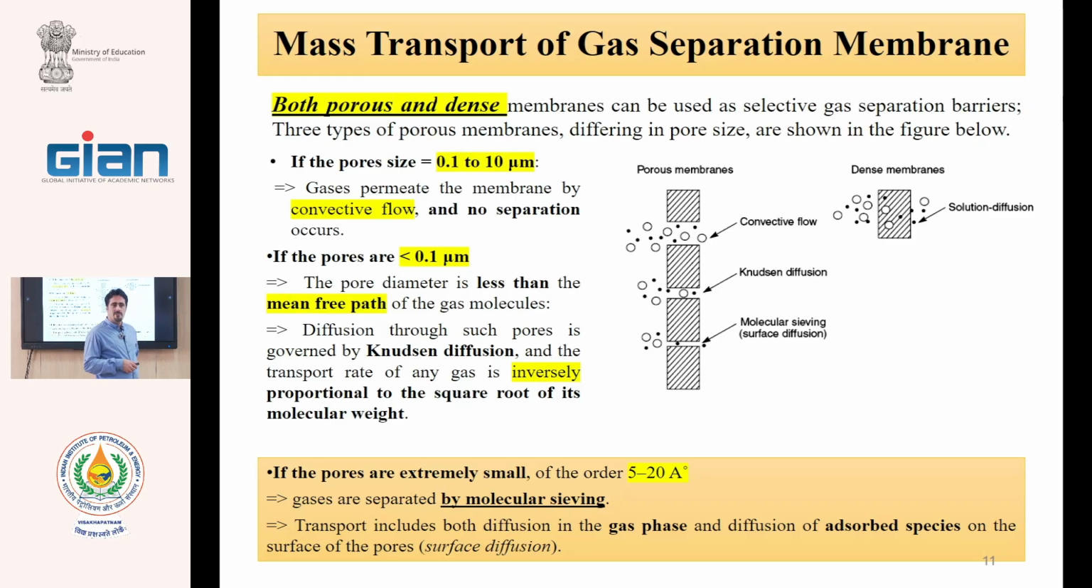That means we have random diffusion. Therefore, for gas separation, the pore size should be lower than 100 nanometers. If the pores are lower than 100 nanometers, the separation efficiency is related to the mean free path of the gas. Mean free path of the gas.